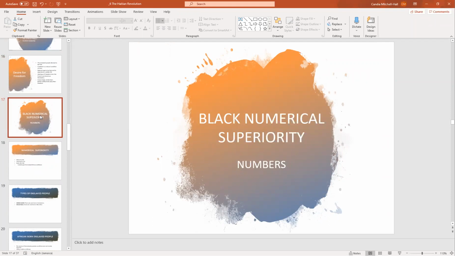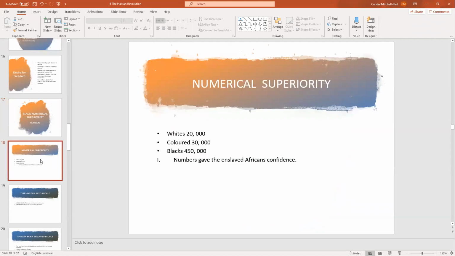Another cause is Black numerical superiority. Meaning, who wants to explain that? The blacks outnumber the whites. Very well. Very good. And so that was another cause.